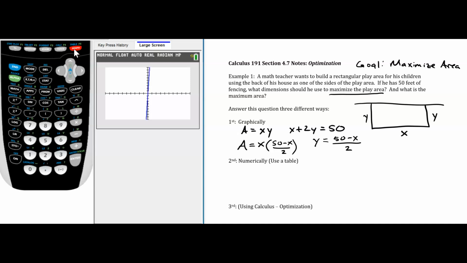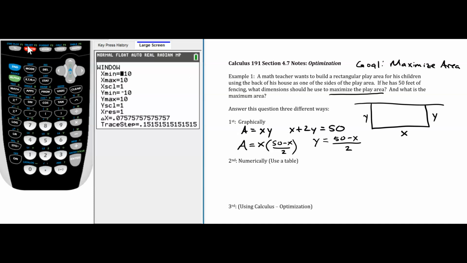And it probably makes sense that when we hit graph, you're going to get something that really isn't going to look great, because when we think about the constraints and the information that we have in the problem, and then think about what our window is set at right now, it's probably not ideal to visualize what's happening in the problem. And so you can try things like zoom fit.